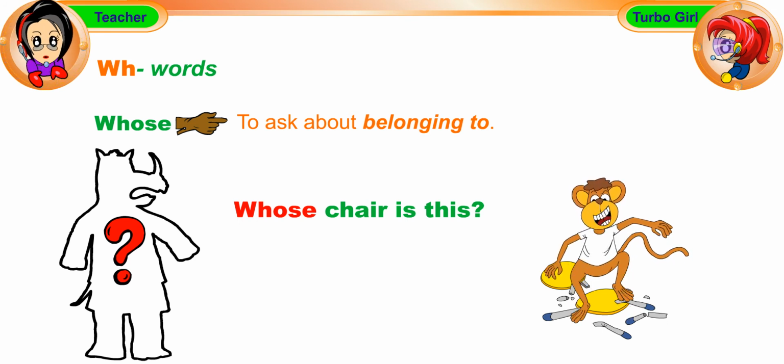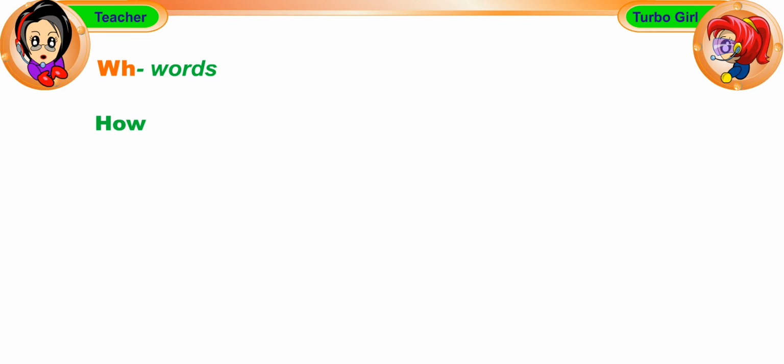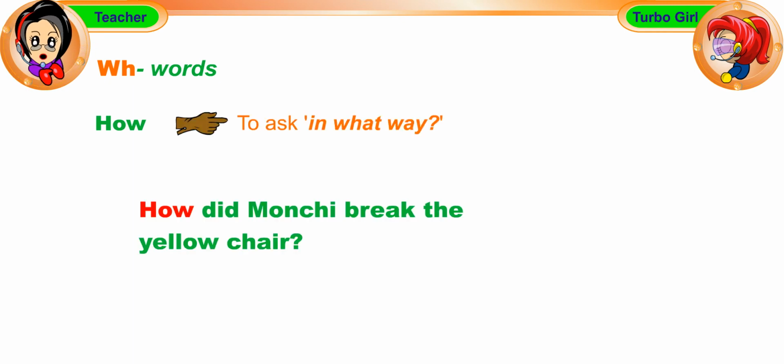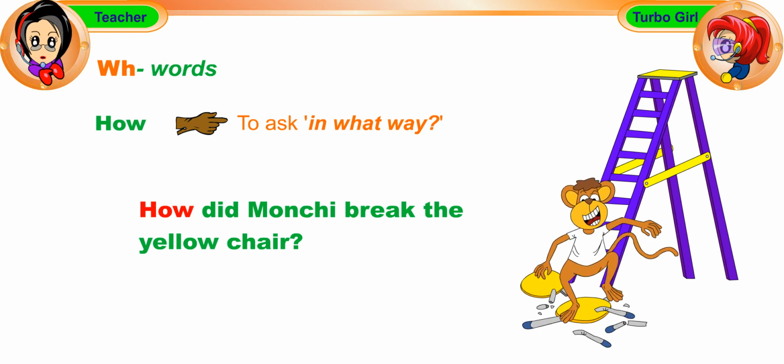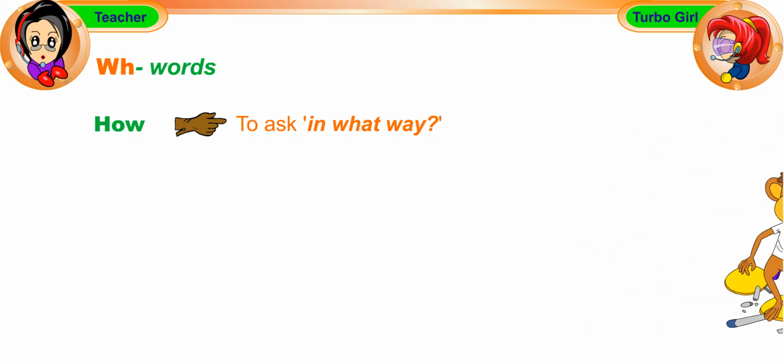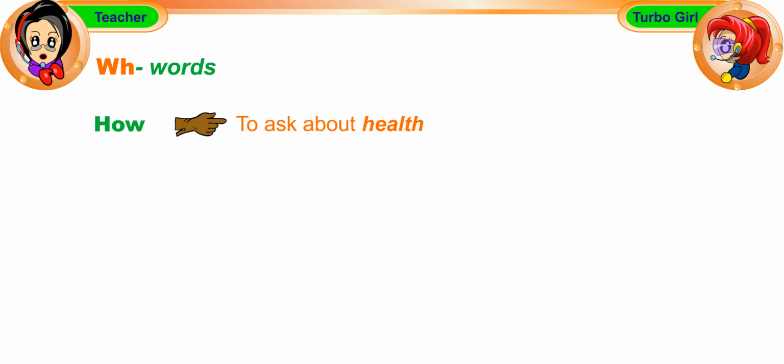And finally, we can use how to ask in what way. For example, how did Monchi break the yellow chair? In addition, we often use how to ask about health. For example, how are you feeling?